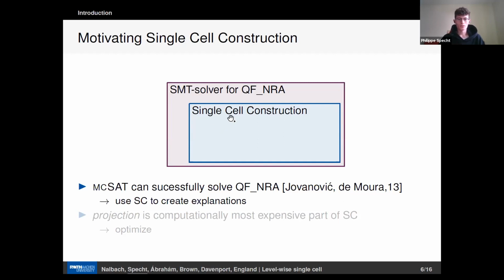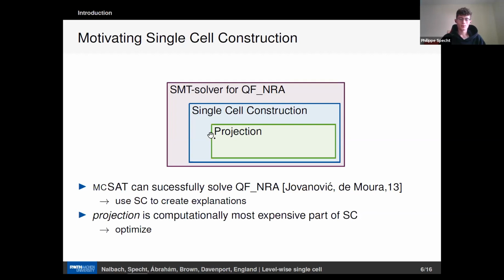It's also worth noting that single cell construction is the computationally most expensive part of an SMT solver if it's based on MCSAT. And the next thing I want to talk about is projection. This concept is used in the context of single cell construction and is the computationally most expensive part of single cell construction, and thereby also, by transitivity, of the SMT solver that we construct with single cell construction. And therefore we will later on also optimize this projection to get better results with our SMT solver.